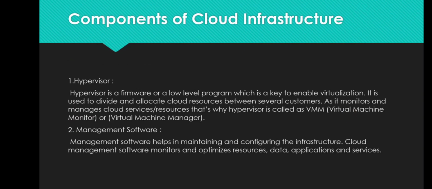Components of cloud infrastructure. Hypervisor. Hypervisor is a firmware or a low-level program which is a key to enable virtualization. It is used to divide and allocate cloud resources between several customers as it monitors and manages cloud services or resources. That's why hypervisor is called VMM, that is virtual machine monitor or virtual machine manager.